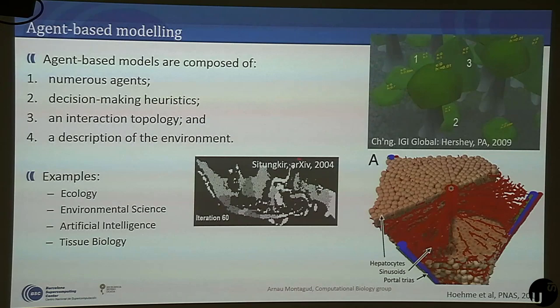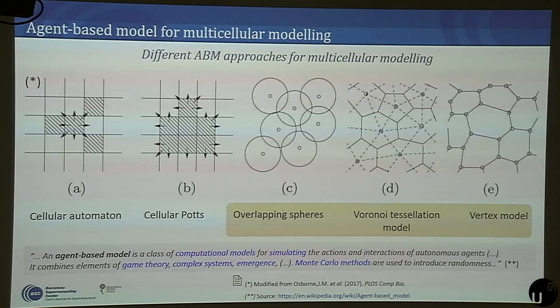As I said, there are many, many examples. They work on ecology, for instance simulating tree growth in forests, or, I think, the spread of some kind of virus. And they also work on liver regeneration, so how the liver cells colonize whenever there's a need for them to grow into a full liver, in tissue biology.